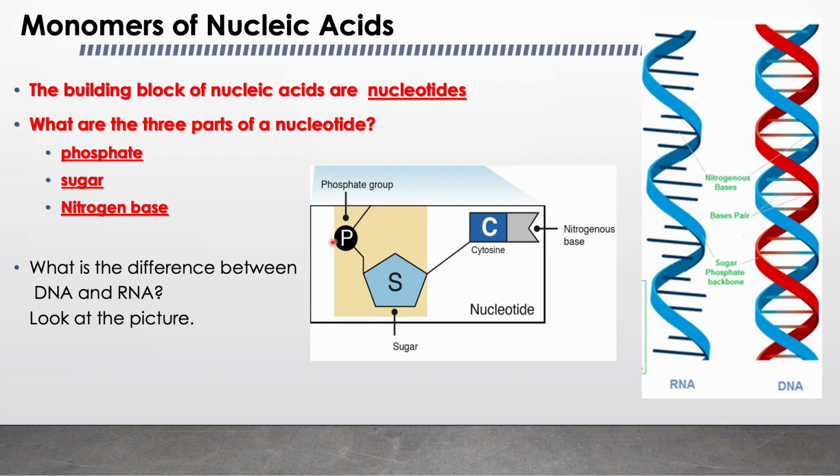Sometimes you'll see they reference this, just for an analogy, as the sun, the house, and then a flag, just to kind of help you remember, because you do need to be familiar with this structure. Again, that's your phosphate group, your sugar, and your nitrogen base. Examples of nucleic acids are DNA and RNA.